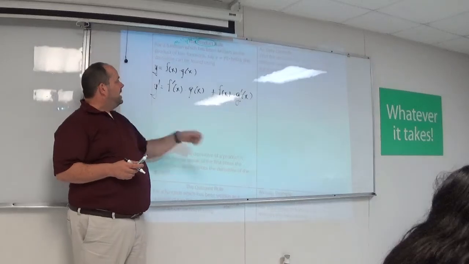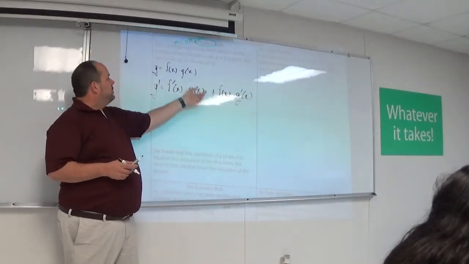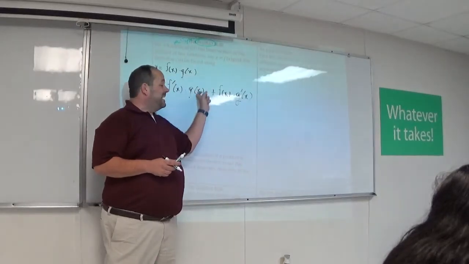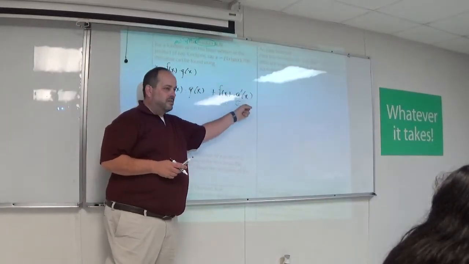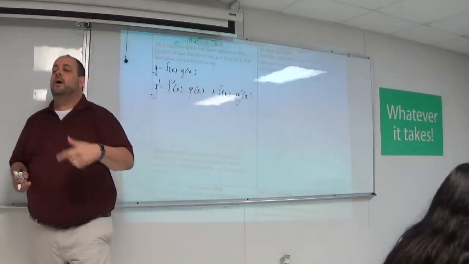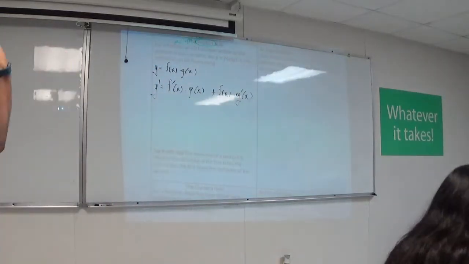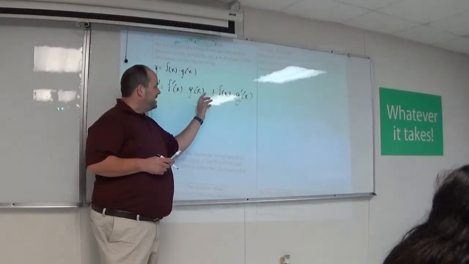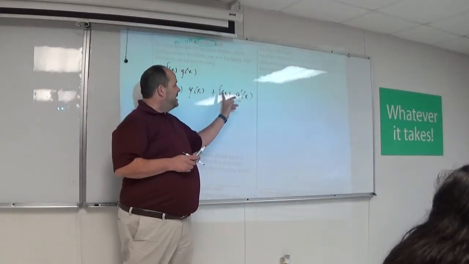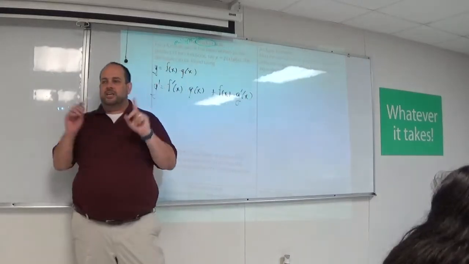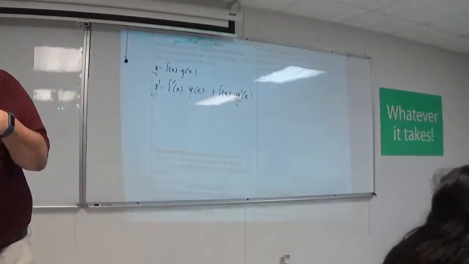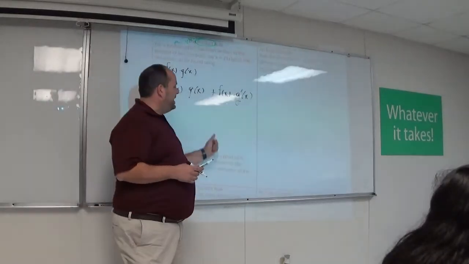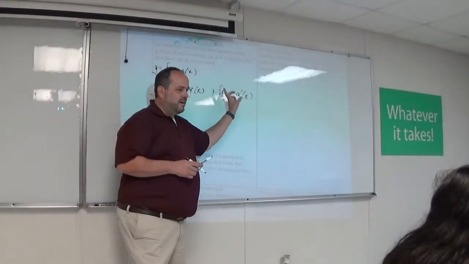1, 2, 3. The product rule says we take the derivative of the first times the second plus the first times the derivative of the second. Okay, faster. 1, 2, 3. The product rule says we take the derivative of the first times the second plus the first times the derivative of the second. Okay, just the men. The product rule says derivative of the first times the second plus the first times the derivative of the second.